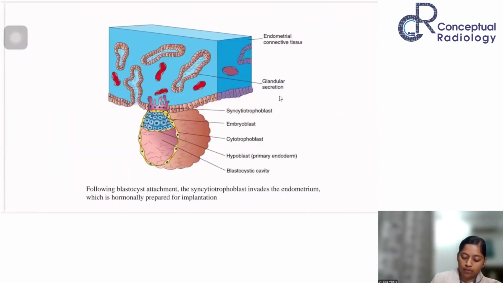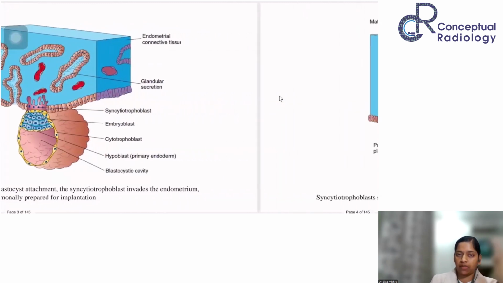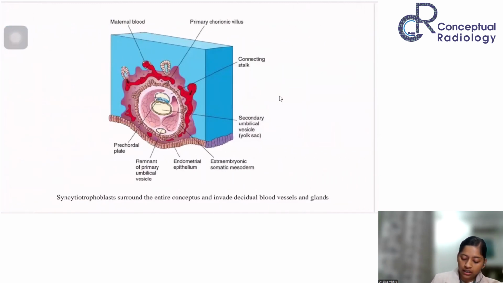This part is the trophoblast. So the trophoblast, once the attachment of blastocyst has happened, it will divide into cytotrophoblast and the syncytiotrophoblast. The syncytiotrophoblast will go on invading into the prepared endometrium, which is already hormonally receptive and ready for implantation. So this is how the implantation has started, and eventually this purple thing is the syncytiotrophoblast.